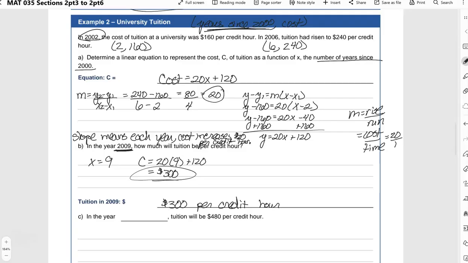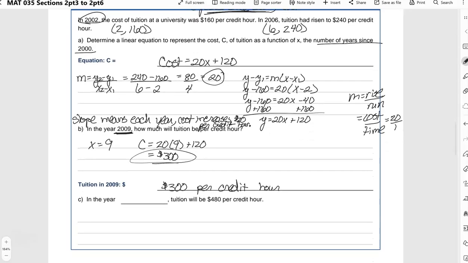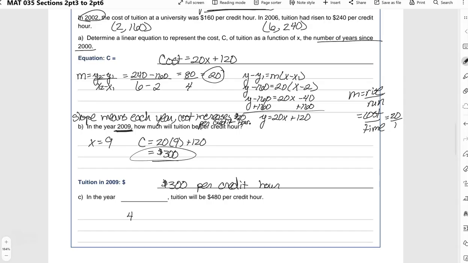And then C, in the year blank, the tuition will be $480 per credit hour. So they're asking us to find X when the cost is $480. So we're going to set that equation equal to $480. To solve it, we're going to subtract 120. And then we're going to divide by 20. And that's going to give us 18.